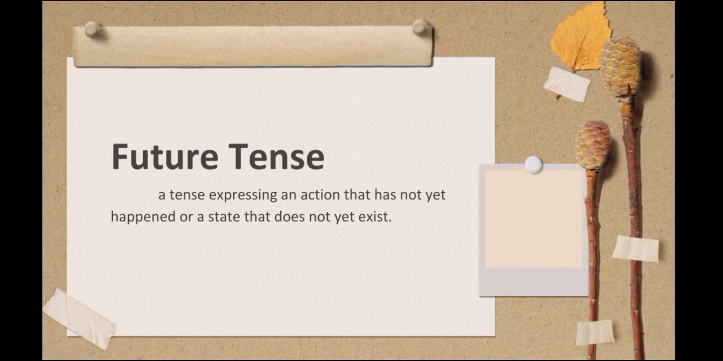So, what is future tense? A tense expressing an action that has not yet happened or a state that does not yet exist. So, it is used when we are talking about things that haven't happened yet, or is used for actions that will take place in the future.